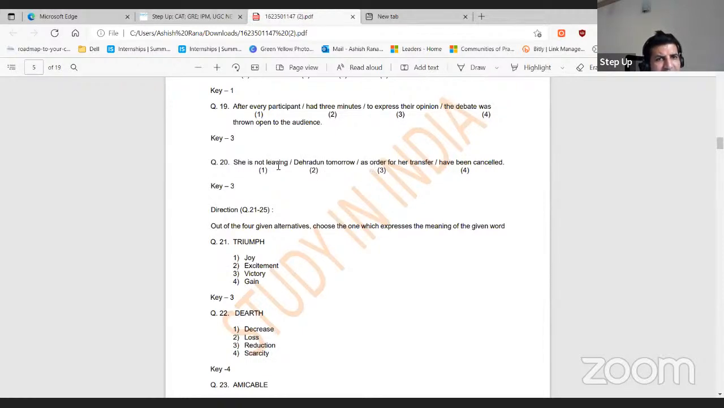So can you see 20th? She's not leaving Dehradun tomorrow as order for her transfer, or as the order of her transfer, as the orders. Yeah. So this is the problem, right? As the order for her transfer have been cancelled, right? As the orders have been cancelled, something. Yeah.